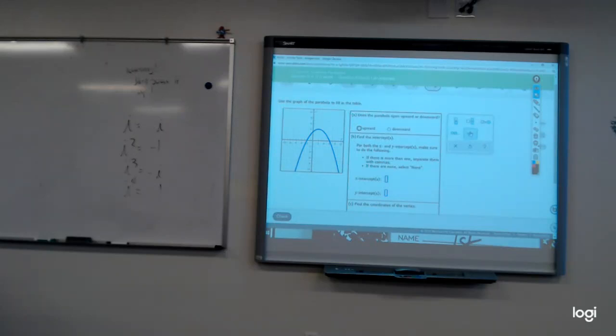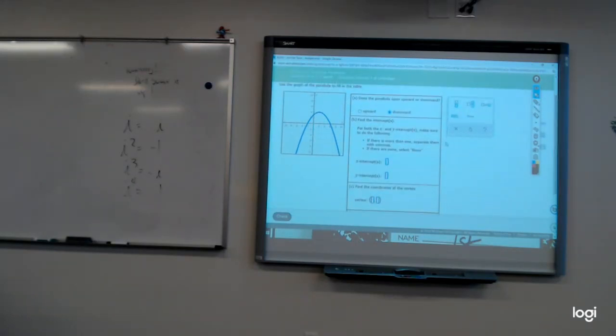So which way does it open? Downward. Downward for sure, right? And now it says, find the intercepts, both the x and y intercepts. Where does this cross the x-axis? -2 and... negative 2 and what? And 6. Is that a 6? I can't tell from here.